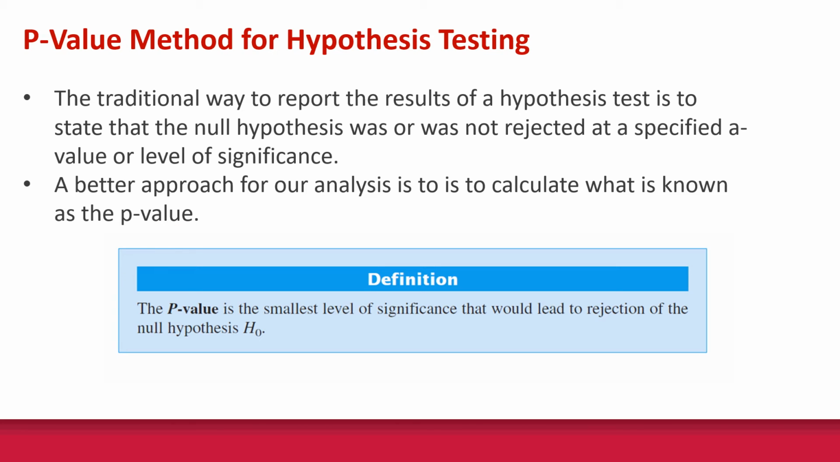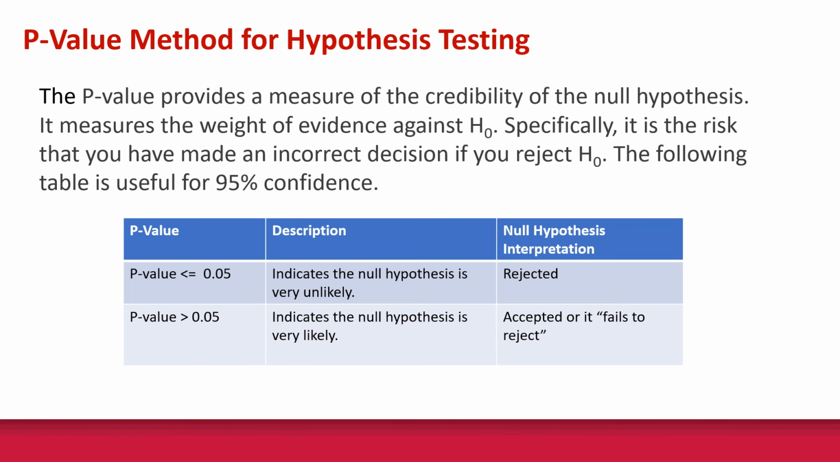The p-value is the smallest level of significance that would lead to rejection of the null hypothesis. And Minitab will calculate this for us. The p-value provides a measure of the credibility of the null hypothesis. It measures the weight of evidence against the null hypothesis. Specifically, it's the risk that you have made an incorrect decision if you reject the null hypothesis.